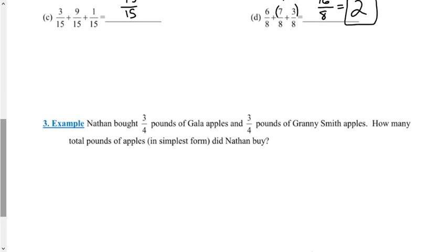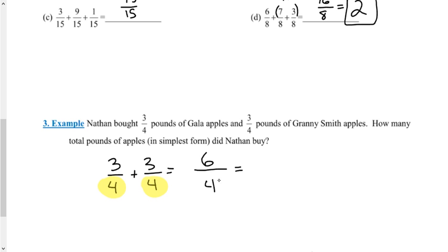Okay. All right, let's look at a word problem on where you might run into something like this. Nate bought 3/4 pounds of Gala apples and 3/4 pounds of Granny Smith apples. How many total pounds did Nathan buy? So we're going to add 3/4 plus 3/4. And the thing to remember here is our highlighter shows us we have common denominators. If we have common denominators, that stays the same. It's just like a label. Okay. 3 plus 3 makes 6.